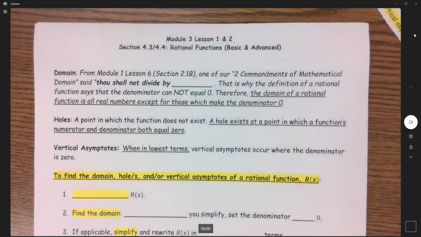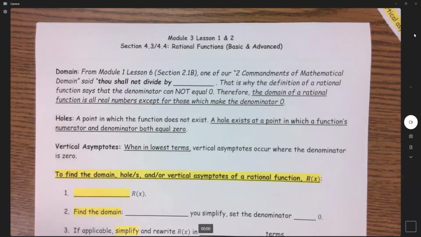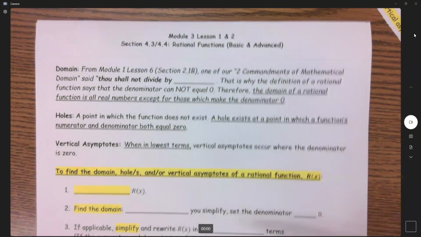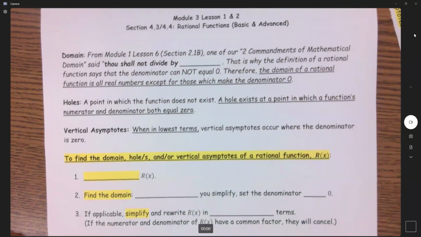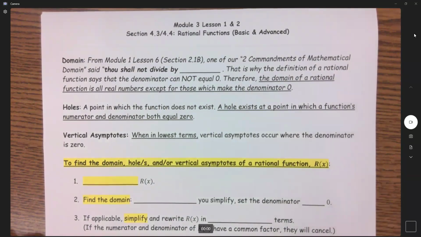We are actually going to begin by going over the first three learning objectives, which is finding the domain, holes, and vertical asymptotes of rational functions. And we're going to do these all together because as you see, when we come down to this process here, all of the steps are connected.